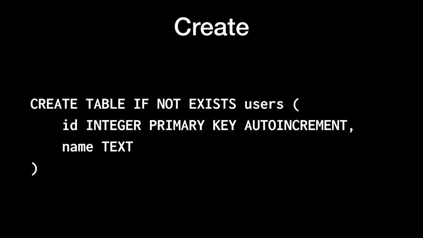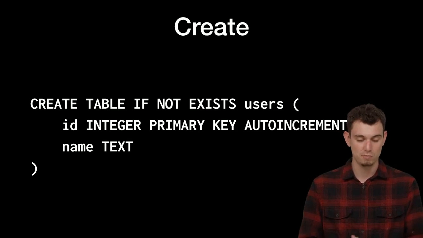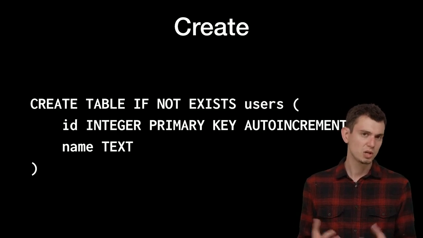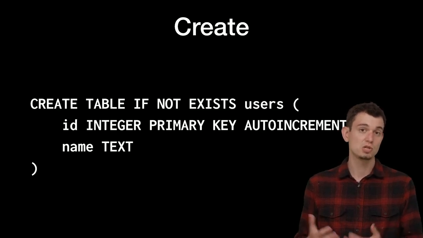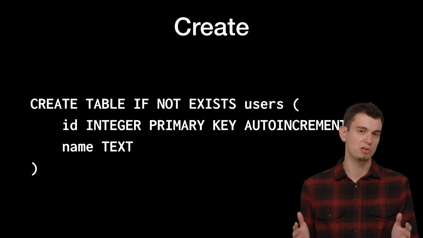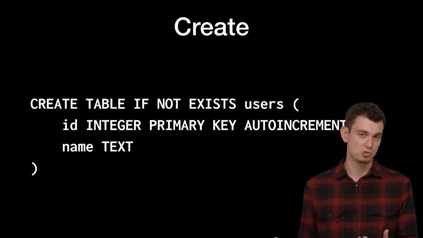A create query is used to create a new table in the database. So when you write a create query, you're going to specify the name of the table you're creating, the columns in that table, and the types of each column. Here's an example of a SQLite create statement. We're going to start by saying create table. Then we're going to say if not exists. And that just means if there's already a table there called users, just don't bother executing this because we're already done. Then the name of the table, so users.